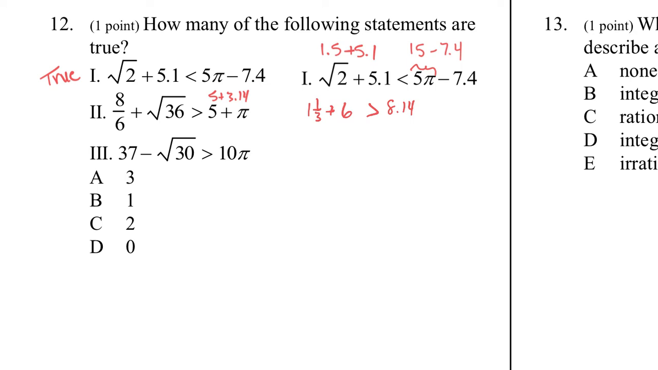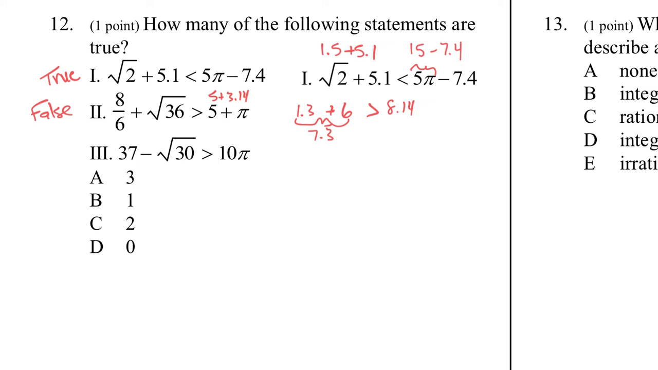1/3 is the same thing as 0.3 repeating. So altogether this is 7.3 repeating, and so that's not true. So 2 is false.